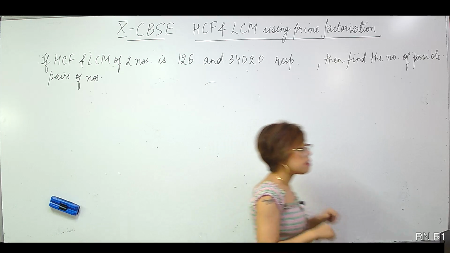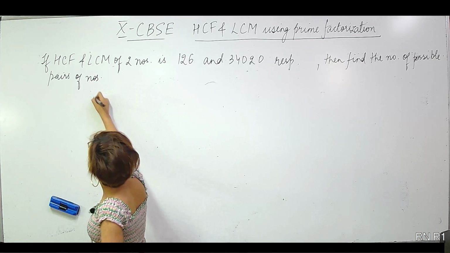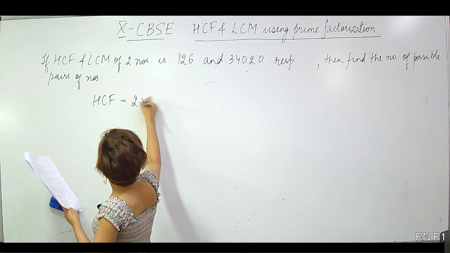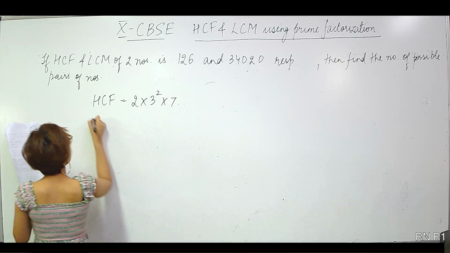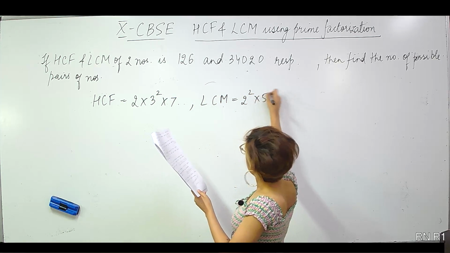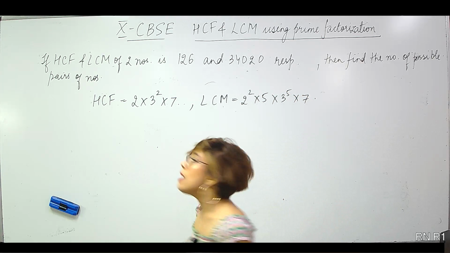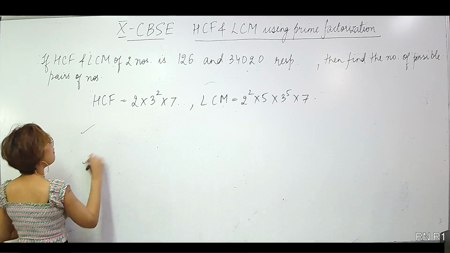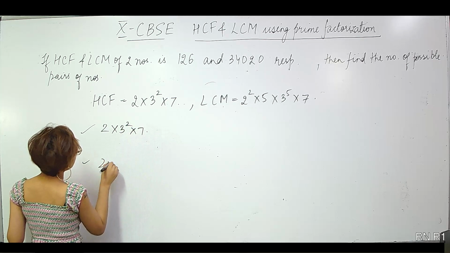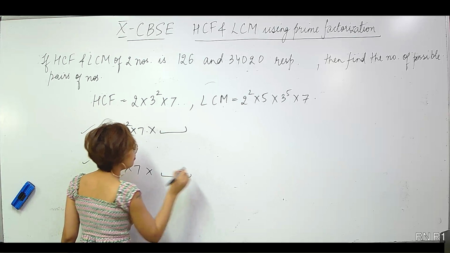Obviously, since HCF and LCM are given, you need to prime factorize them. So the first thing I'll do is write the HCF in terms of prime factors, which turns out to be 2 into 3 square into 7, and the LCM turns out to be 2 square into 5 into 3 raised to 5 into 7. Now the HCF is this. That means in the two numbers, definitely this will be present: 2 into 3 square into 7 and 2 into 3 square into 7. Along with this, something. Along with this, something.